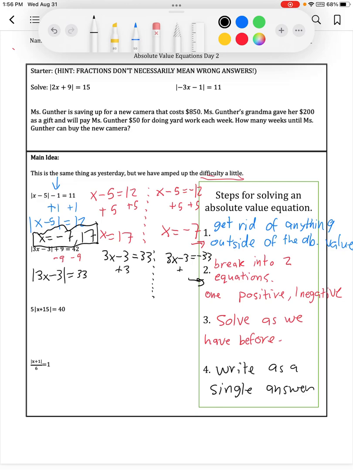I like to solve them both at the same time, but it's okay to do one and then the other. That'll be 3x is equal to 36, as well as 3x is equal to negative 30. Divide by 3. That will be x is equal to 12 and negative 10.